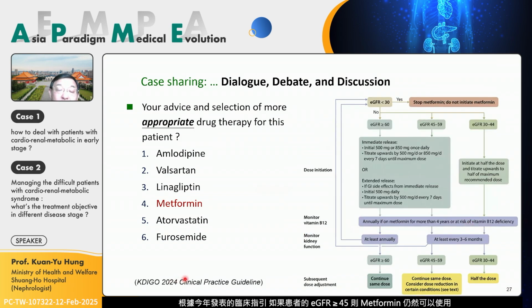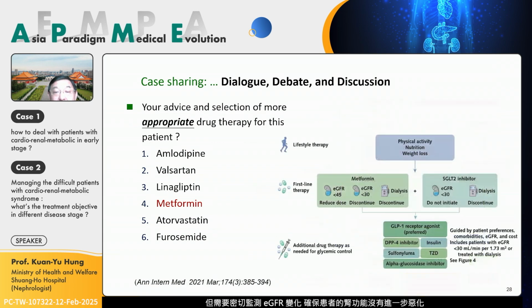If we check the KDIGO guideline published this year, metformin still could be used in the patient if the patient has an eGFR of 45 or higher. Before the guidelines, we knew that when the patient had serum creatinine higher than 2 milligram per deciliter, we would not recommend the metformin, and they should stop it. But this guideline mentions that metformin still could be used, but we need to more closely monitor the change of the patient's eGFR. And this is more clear information shown here that metformin still could be used in this indicated patient.